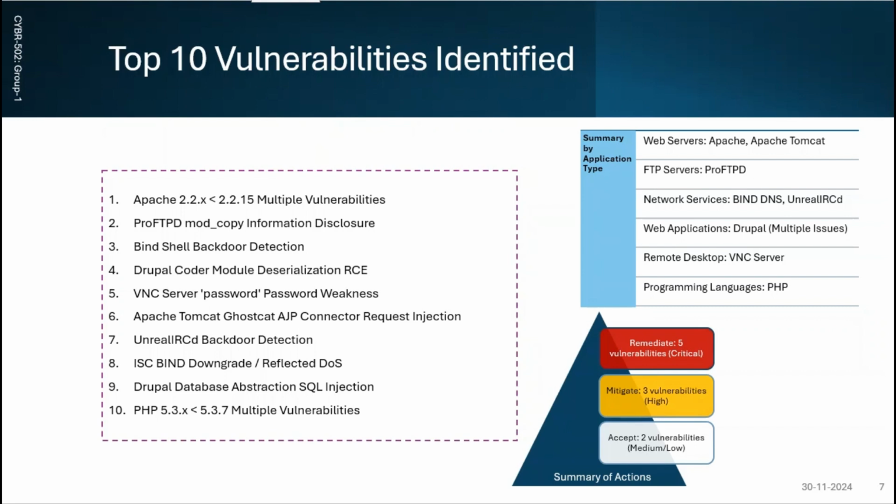In this slide, on the left-hand side, you can see we have identified the top 10 vulnerabilities such as Apache 2.2.x, then ProFTPD, then Bindshell backdoor detection. And then on the right side is the summary by applications, and the summary of actions. For remediate, we have selected 5 vulnerabilities which are very critical. For mitigate, we have selected 3 vulnerabilities whose risk is very high. And for accept, we have selected 2 vulnerabilities whose risk is low.